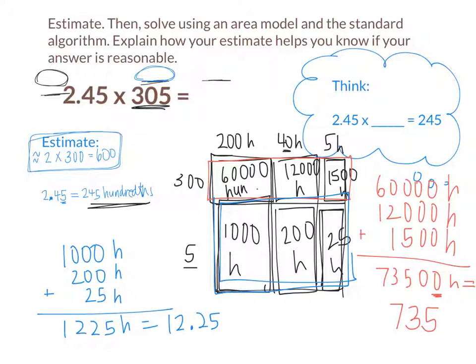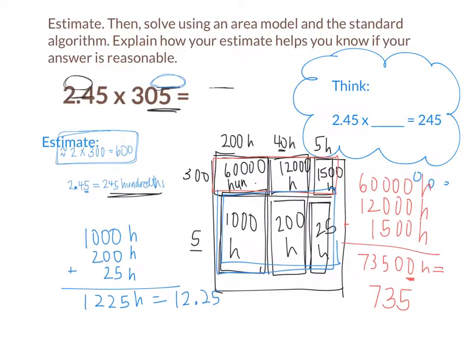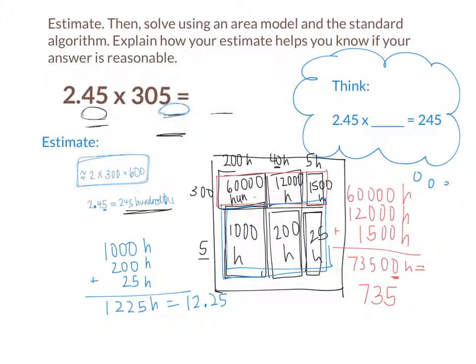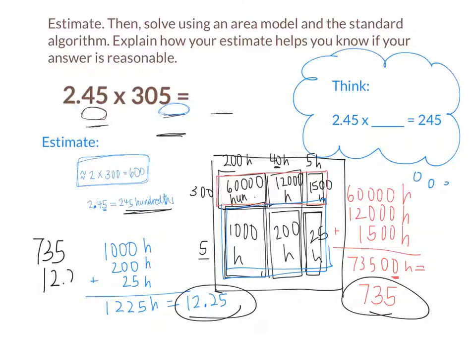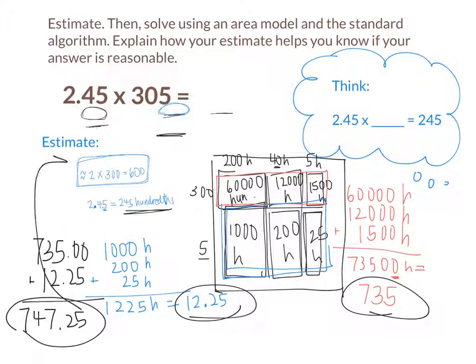Now if I want to find the total product, I just have to add up my partial products, right? Yeah. Okay, so I have to add up 12.25 and 735. So go ahead and do that. What did you guys get? 747.25? Yeah. Very good. Now let's check. Our estimate was it should be close to 600. Is it pretty close to 600? Yeah. Okay, not too far away from it.